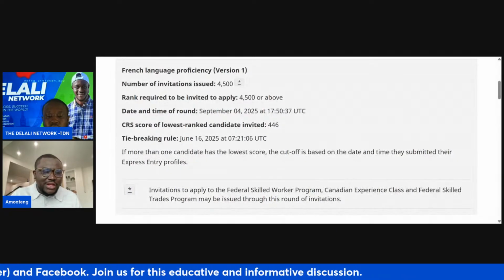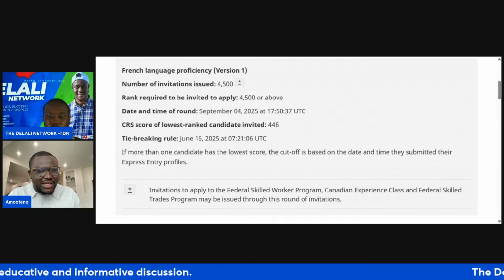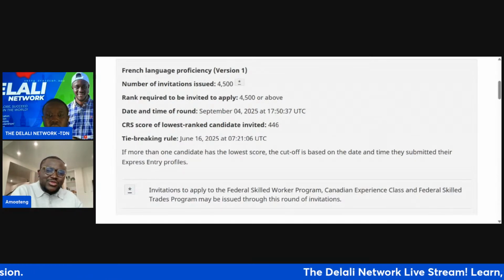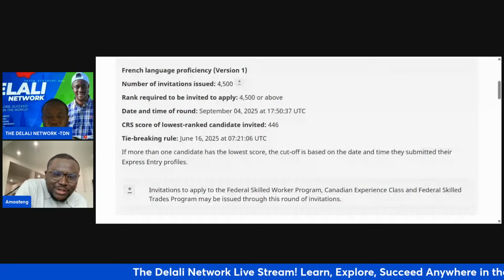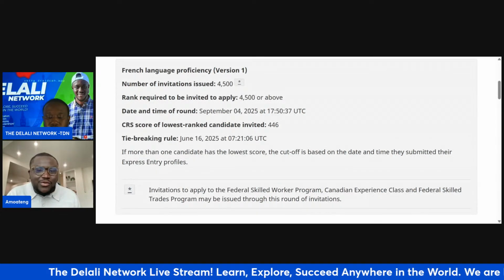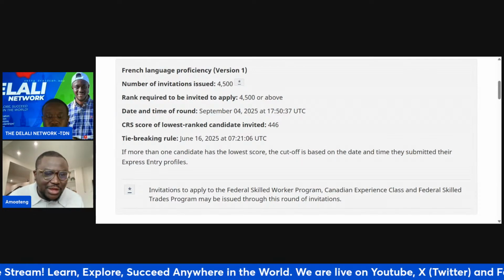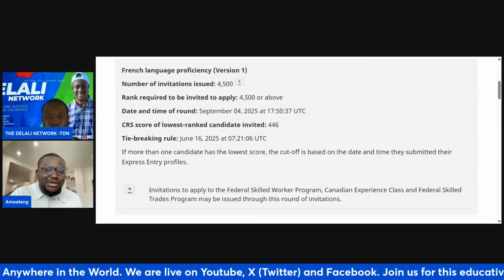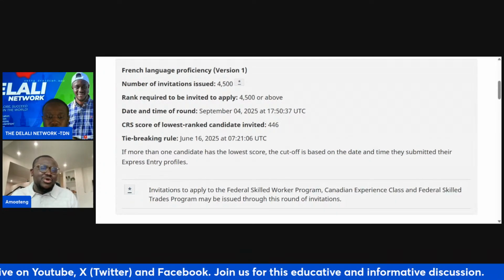So when you get there, you see they're explaining that if more than one candidate has the lowest score, the tie-breaking rule will apply to those who have the lowest score in that particular draw. So if the lowest score is 446 and you had 447, regardless of when you submitted, it does not apply to you. But for 446, the tie-breaking rule will apply.